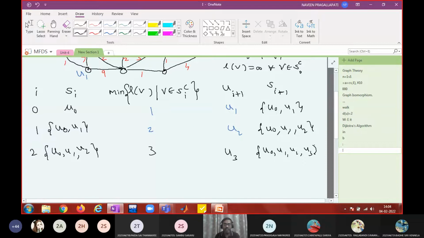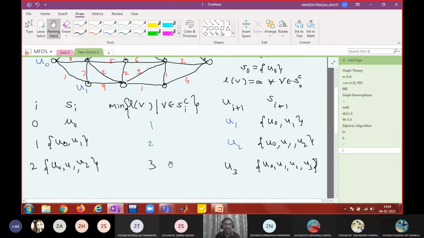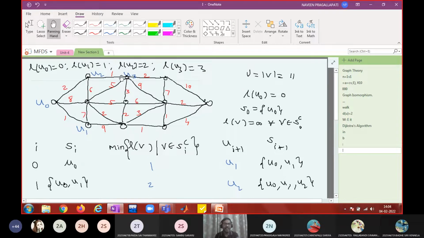I think I don't need to keep track of this, because this one and this one are one and the same. L of u1 is 1, L of u2 is 2, L of u3 is 3. L of u3 means the shortest distance from node u3 to the source node is 3. That is understood from this: 2 plus 1, 3. So I think I can erase this, because that track is already there in the table itself.